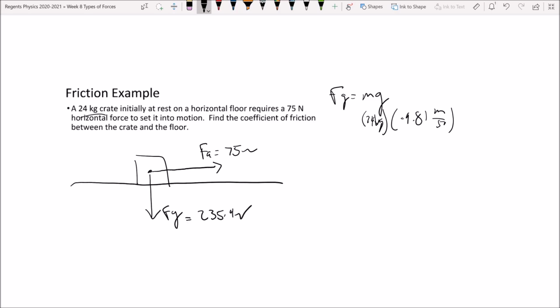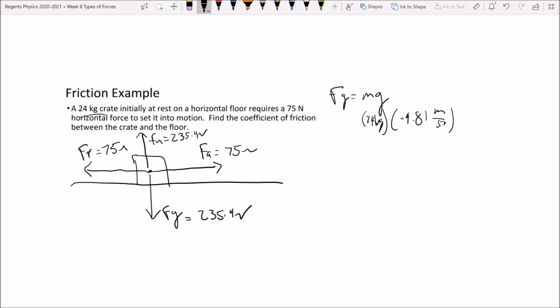So 24 times 9.81 gives me a force of gravity of 235.4 newtons. We're on a flat surface, so that also means there's a normal force, which points up, of 235.4 newtons. And I have to apply 75 newtons of force to set this into motion. So if I'm applying 75 newtons of force and it's not yet moving, right? I'm setting it into motion. Well, then that means there's got to be something that points opposite that applied force. And that's the friction force.